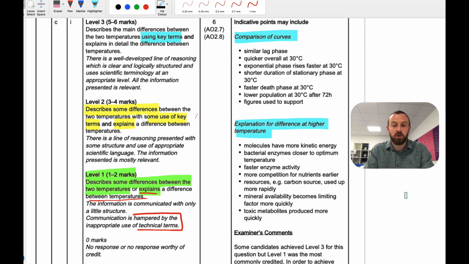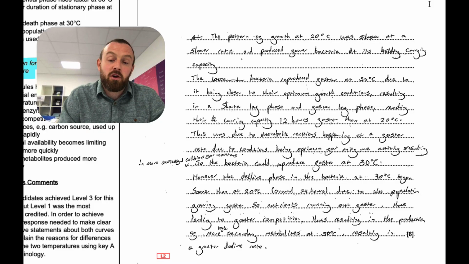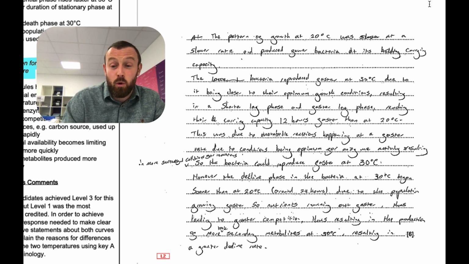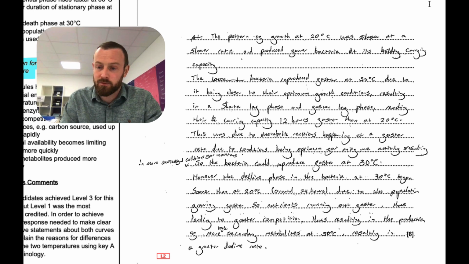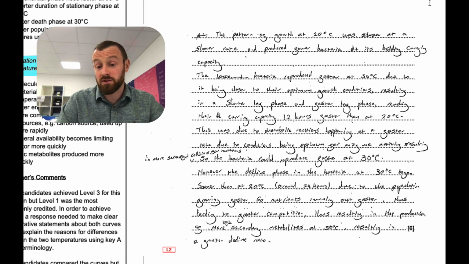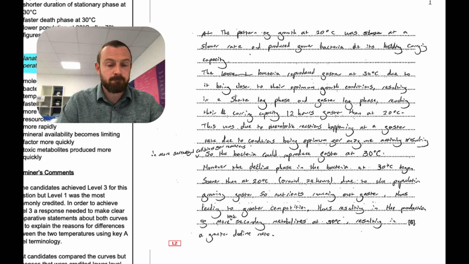So pause there if you'd like to have a bit more of a look. Just before we move on, I've just added an exemplar. I found this online. So this is a 6-mark answer. This is published from the examiner's report. The writing's a bit tricky to read, but this is a real student answer from 2018 when this question came up. And this was given 6 marks. So if you want to read it, there you go.